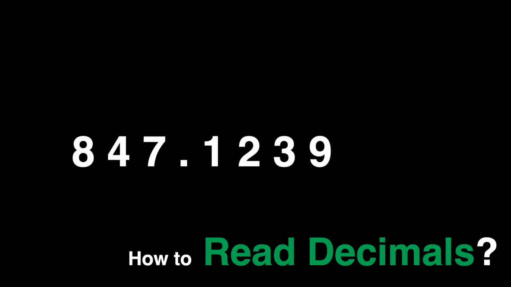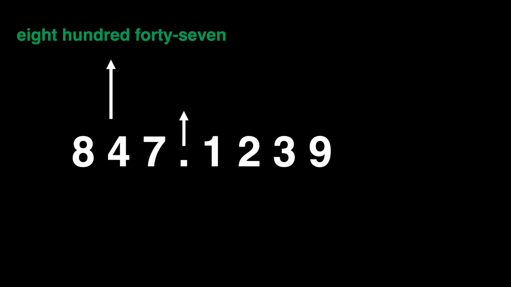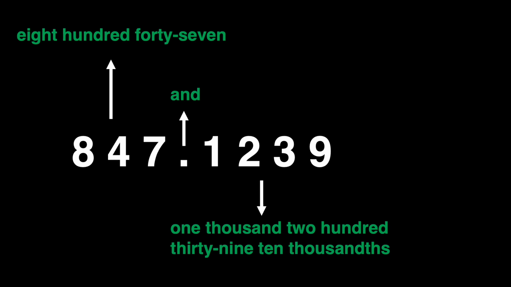How to read decimals? To read the decimal part of a number, read the digits after the decimal point as you would for a whole number. Then, read the decimal place value of the last digit. If there are digits greater than 0 in the whole number part, read the decimal point as "and." This number reads 847 and 1,239 ten-thousandths.